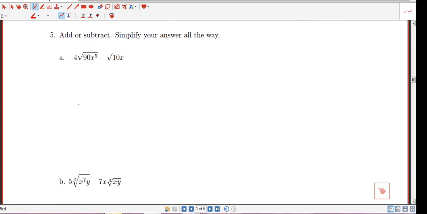All right, now let's look at the next one, add or subtract. Okay, so first thing first, let's break down the square root of 90x to the 5th. So let's just break down 90. 9 times 10, 3, 3, 2 and a 5. So this is what? 3 squared times 2 times 5. All right, let me just try to rewrite it. So this equals negative 4 times the square root of 3 squared times 2 times 5.